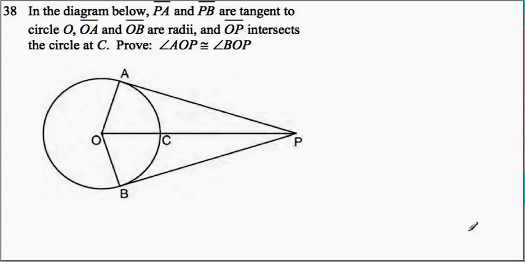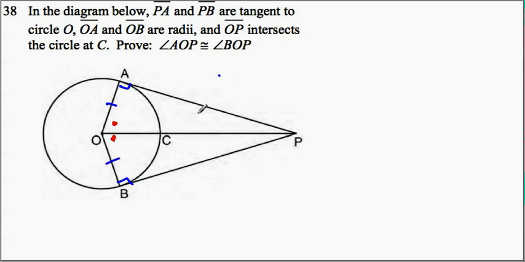Alright, let's look at number 38. How do you prove that the angle AOP is congruent to BOP? Now the fact that it's a tangent, basically what we're going to be doing is this. We'll just go through it step by step. PA and PB are tangent to the circle. That means this angle has to be 90 degrees. Now OA and OB are radii, so these two line segments must be equal to each other also.